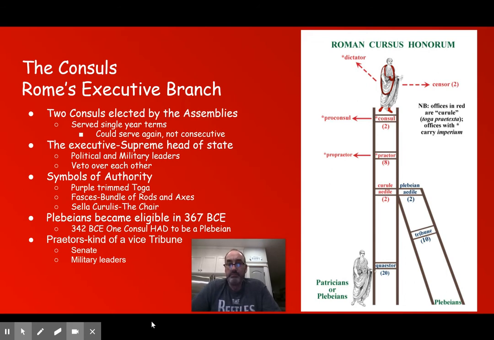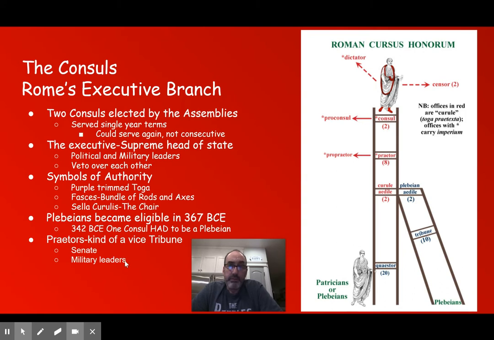Now, let's see. Look on down here. Off to the side here, we have the Tribune. I'm not going to worry too much about the aedile. The quaestors, we'll look at those guys later on too. Now, a praetor is kind of a vice consul. They could sit on the Senate and they could also manage military matters. Up at the top, you see this term of dictator. In emergencies, they could vote a dictator in for up to 1 year. Now, a dictator had supreme control of the entire country.